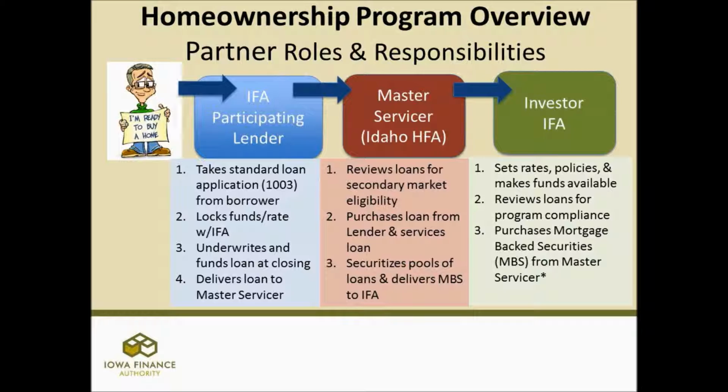The whole process begins with a qualified home buyer approaching a lender for financing. That lender hopefully is a participating lender. They take the standard loan application. If they determine that a borrower meets the criteria for one of our programs, they lock the rate with IFA, but then underwrite the loan just as with any other investor, fund the loan at closing, and then only after that point in time would they deliver the loan to the master servicer on behalf of IFA. So that's kind of the steps and the roles and responsibilities.